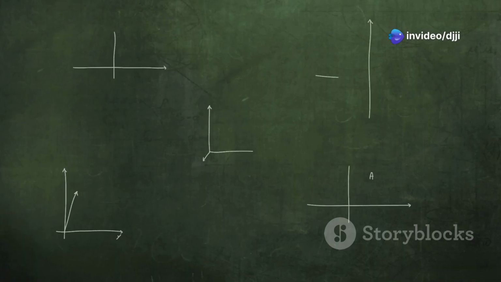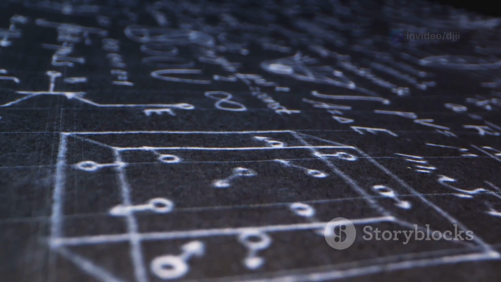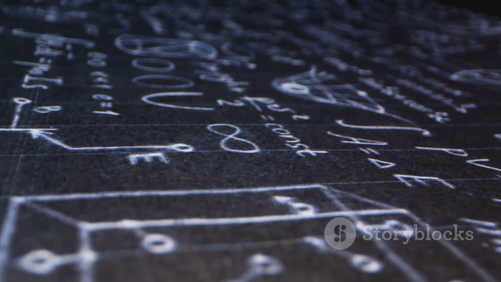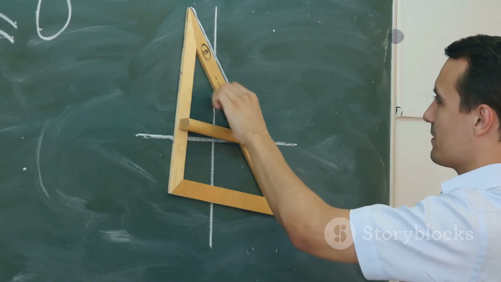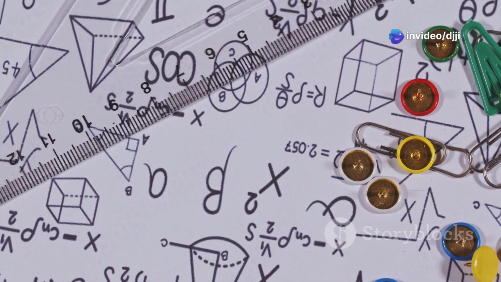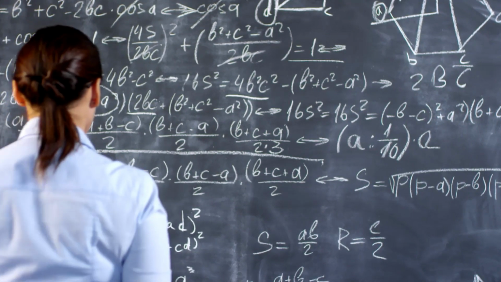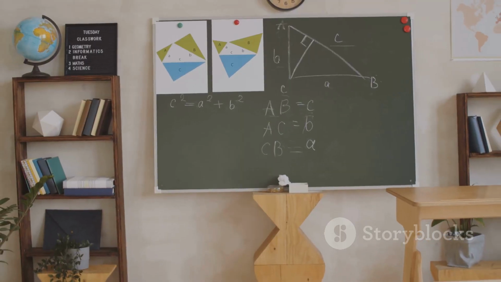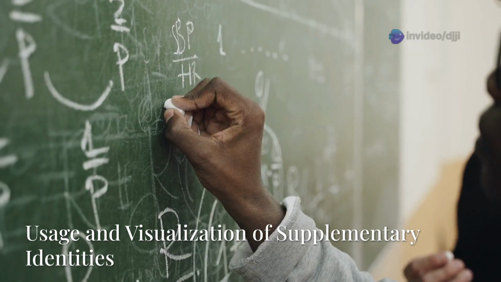Sine of 180 degrees minus theta equals sine of theta. Cosine of 180 degrees minus theta equals negative cosine of theta. Tangent of 180 degrees minus theta equals negative tangent of theta. Cotangent of 180 degrees minus theta equals negative cotangent of theta. Cosecant of 180 degrees minus theta equals cosecant of theta. And secant of 180 degrees minus theta equals negative secant of theta.